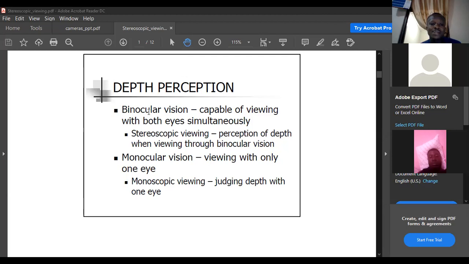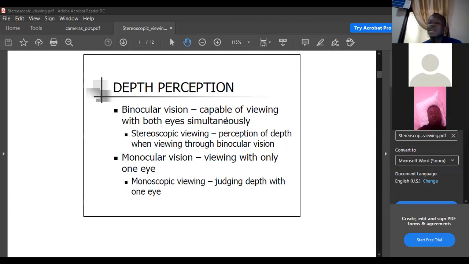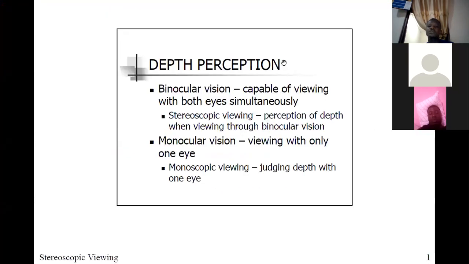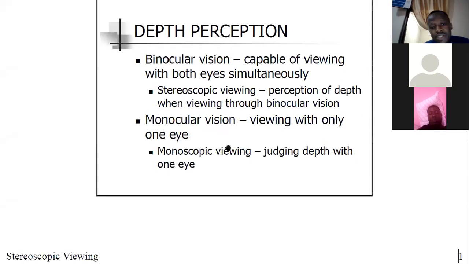Okay, so what's binocular vision? Binocular, ocular is eye, and bi is two, so two eyes. So we're saying that binocular vision is capable of viewing with both eyes simultaneously. Binocular vision is viewing with two eyes at the same time, simultaneously. All right, so monocular vision, viewing with only one eye, that's monocular vision. Monocular viewing is judging depth with one eye.